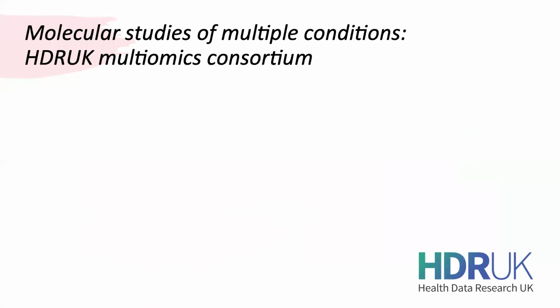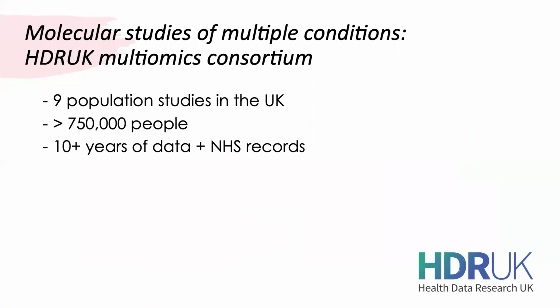And to do all of this, we have the molecular studies of multiple conditions, the Multiomics consortium from Health Data Research UK, of which Cambridge is a leading player. And what this makes use of is 9 population studies that have already taken place in the UK, covering more than 750,000 people and more than 10 years of data with the NHS health records.